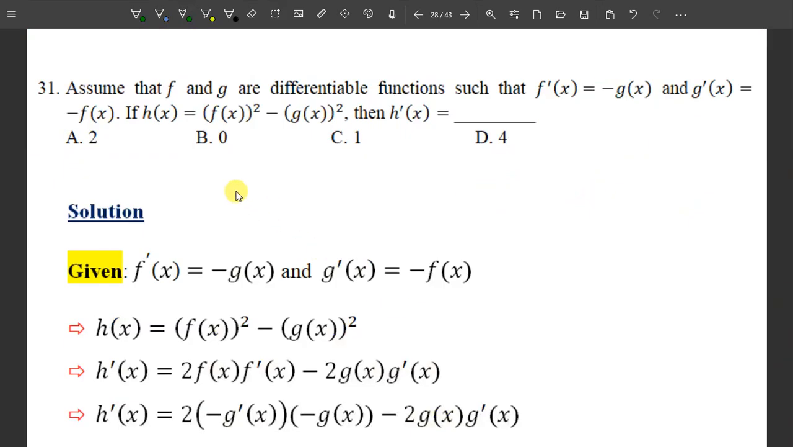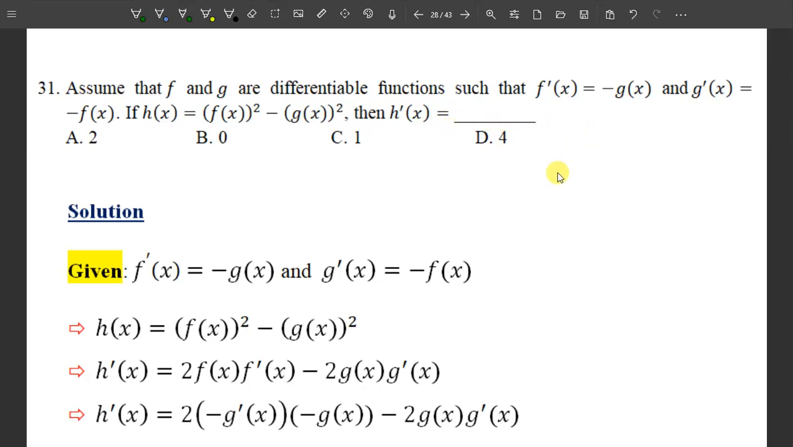It says, assume that f and g are differentiable functions such that f prime of x is equal to minus g of x and g prime of x is equal to minus f of x. If h of x is equal to f of x squared minus g of x squared, then h prime of x is equal to dash. That is what the question says.